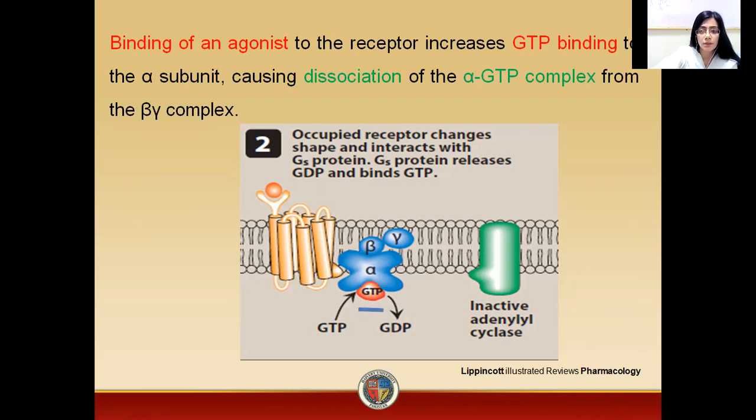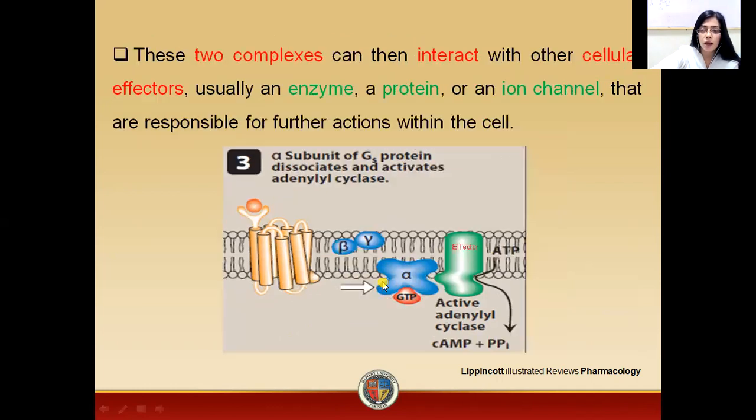Afterwards, there will be dissociation of the GDP and its replacement with GTP. Now this GTP with the alpha subunit will make a complex, and this complex will move towards the effector molecule. The effector molecule may be an enzyme, protein or ion channel. In this figure, the effector molecule is an enzyme, that is adenyl cyclase. After the interaction of this GTP-bound protein with the effector molecule, there will be a biological response.